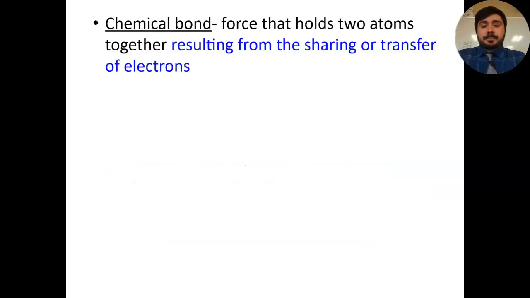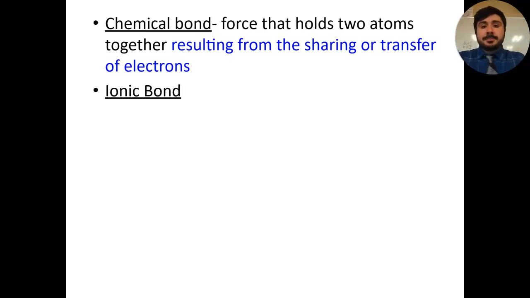Okay, now plain and simple, guys, a chemical bond is just a force that holds two atoms together, resulting from the sharing or transfer of electrons, right? And that difference plays a very, very important role, whether electrons are being shared or they're being transferred. So it's very important to make the distinction between what's being shared and what's being transferred.